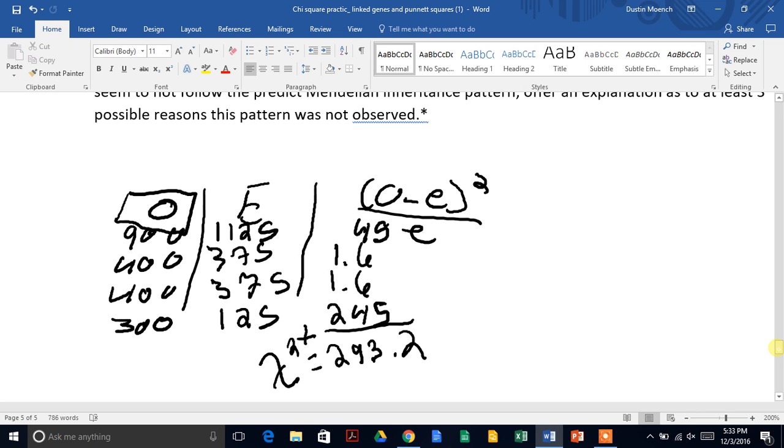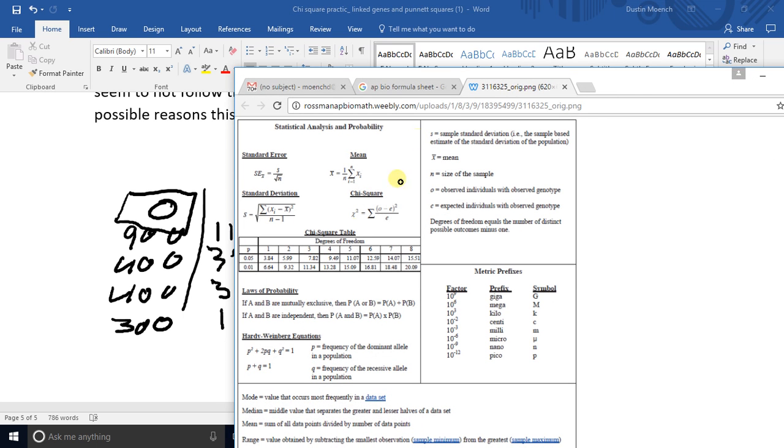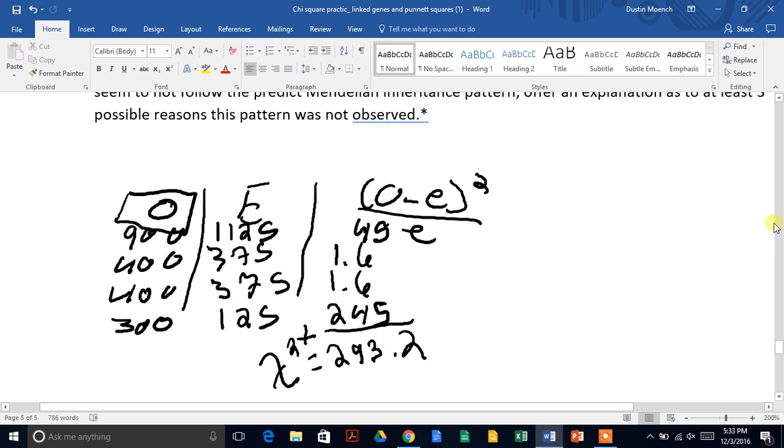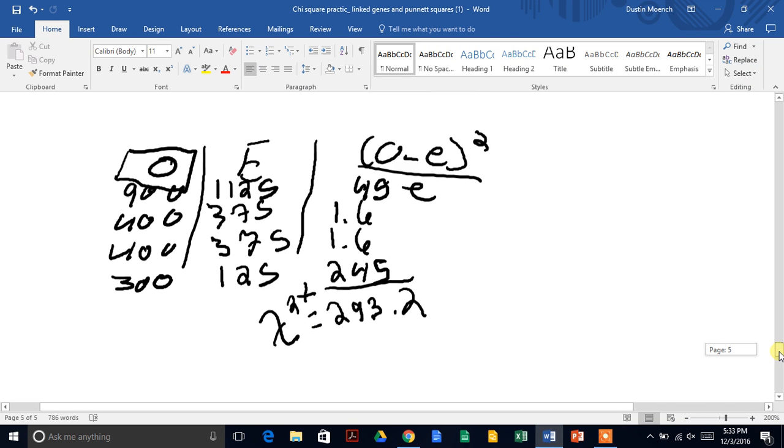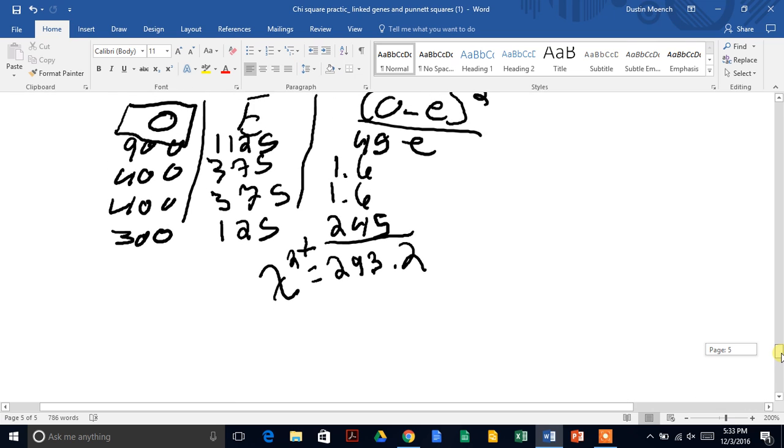We get our number of 293.2 with 4 possibilities minus 1, 3 degrees of freedom. 3 degrees of freedom, and that's way off the end, so way less than 1% chance that our observed data differs from the expected by random chance. So we're going to reject this. There's no way that this is just a Mendelian pattern of inheritance.